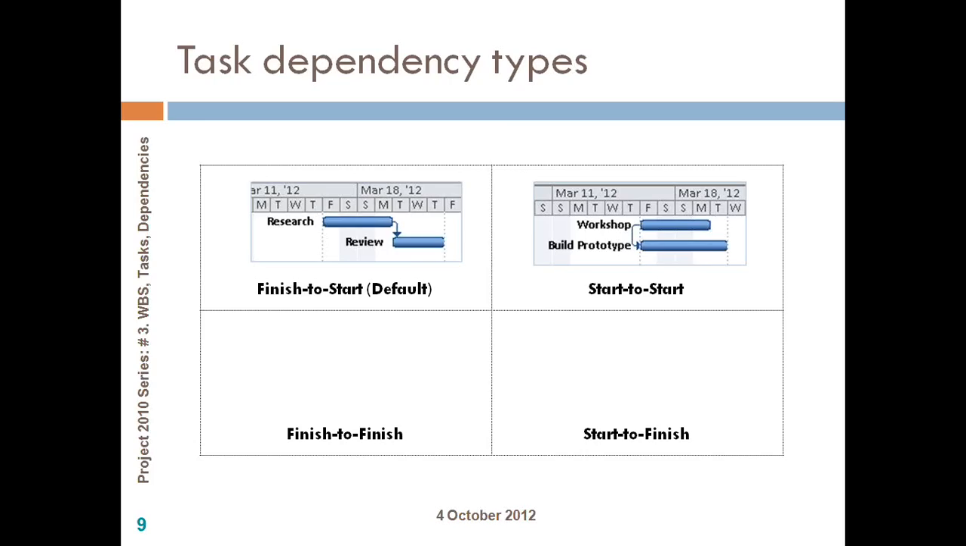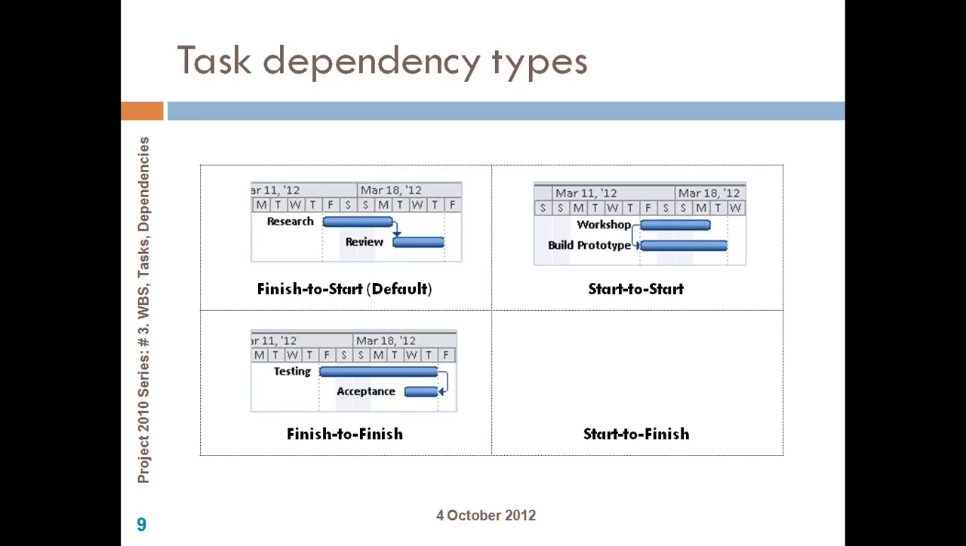The third one is finish to finish, where only when the first activity finishes, the second activity can finish on or after a particular date. A very simple example is testing and acceptance. You have a testing activity. As you can see, it's only in the fag end that the customer starts accepting your product. One way is you can say only when it is completely tested can you accept it. The second way is that when most of the testing work is completed, you can start your acceptance testing, which means when the testing finishes, you want your acceptance to also finish on or after a particular date.